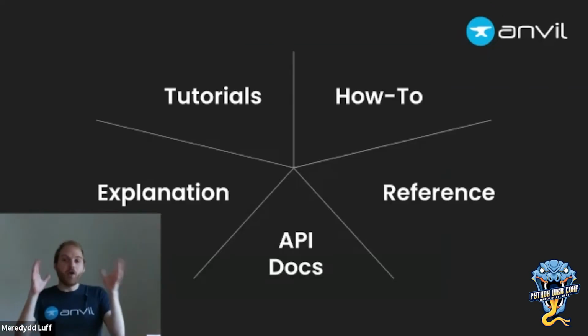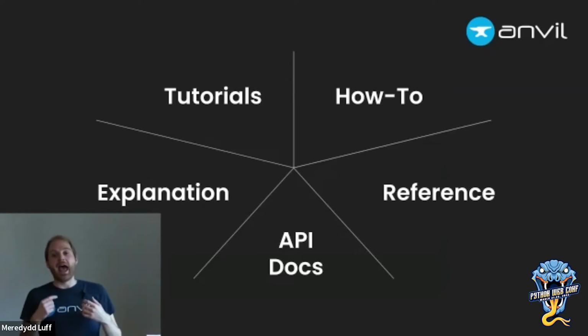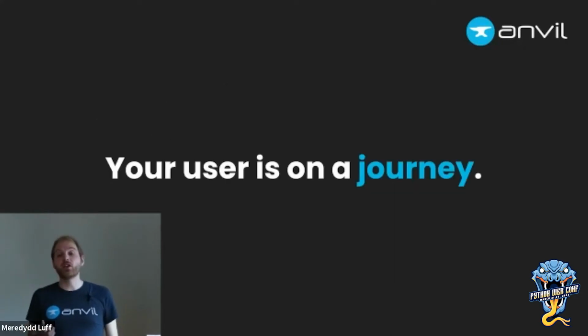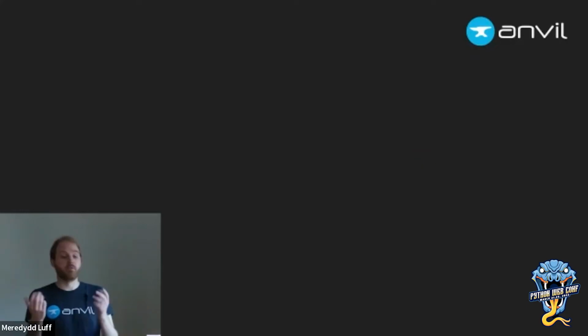Okay, so we've got these different types of documentation, and it's time to think about how they should work together. Because nobody's going to read your reference manual from beginning to end. I mean, heck, nobody's going to read your tutorials from beginning to end. People generally don't work like that. Instead, your user is on a journey through your documentation, looking for the things they need at every stage. So here's an example of one of those journeys.